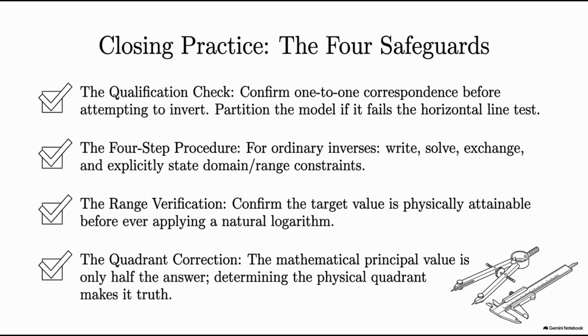You now have 4 essential tools in your engineering toolkit: qualification testing for one-to-one correspondence, the 4-step ordinary inverse procedure, pre-inversion range checks for logarithmic models, and quadrant correction for trigonometric relationships. Applying these principles systematically will ensure accuracy and safety across all your structural calculations.